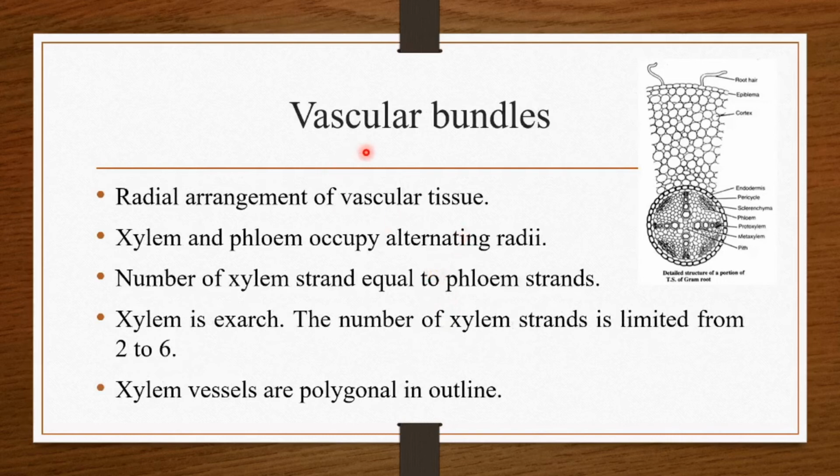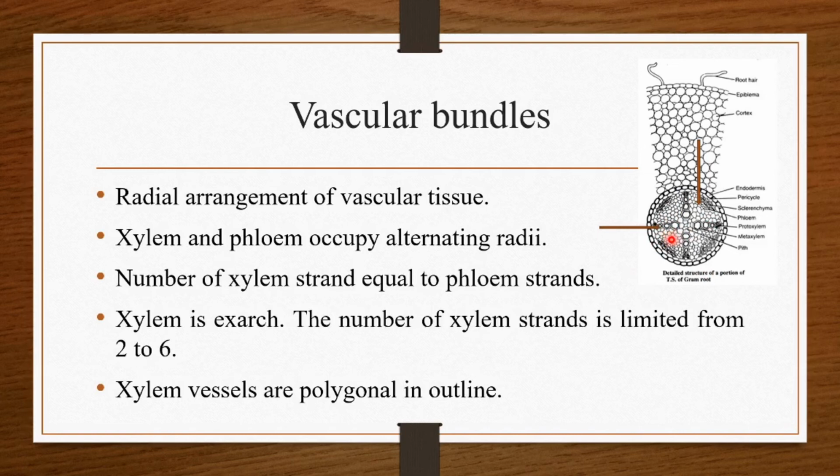Next one is vascular bundles. Inner to the pericycle are the vascular tissue. Here the xylem and phloem are arranged in alternating radii. So this arrangement is called radial arrangement of vascular tissue. And the number of xylem strands is equal to phloem strands. And xylem is exarch, as in the case of root, as you all know.